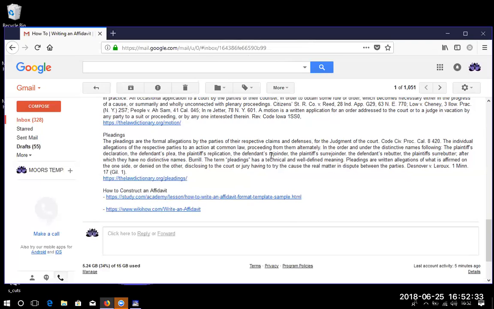The defendant's rejoinder is the defendant's repeated defense: I didn't do anything wrong, this isn't correct, this is inaccurate, and so on. Then the plaintiff restates what's going on. Then comes the defendant's rebutter, or rebuttal, to those statements and allegations, and then the plaintiff's surrebuttal, after which they have no distinctive names.